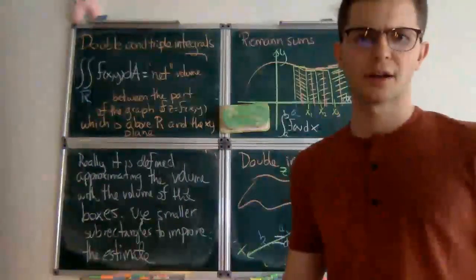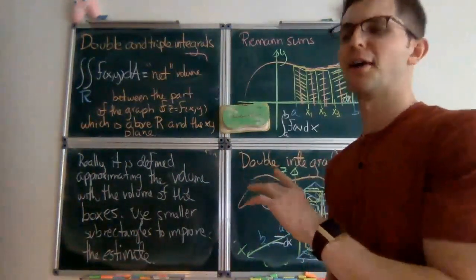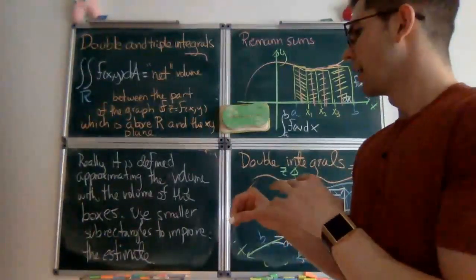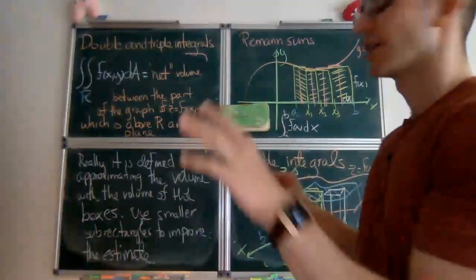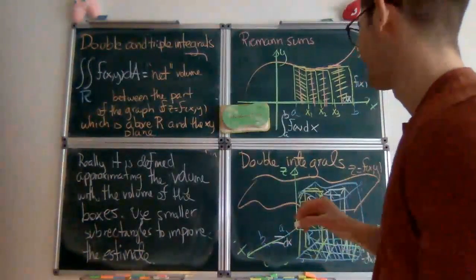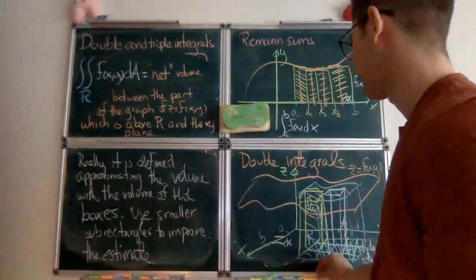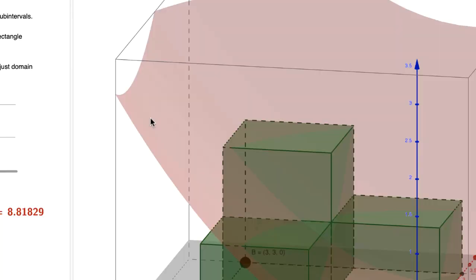So I'll show you in a couple of seconds or minutes how this is supposed to look like on the computer, so that it becomes more clear. Okay, so let me show you with this illustration the geometric interpretation of the double integral in terms of Riemann sums.